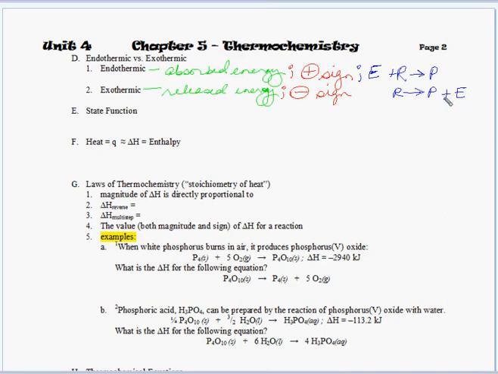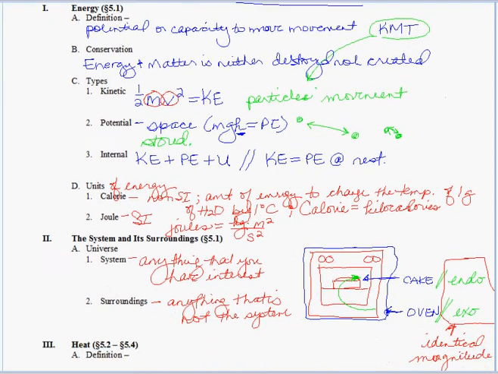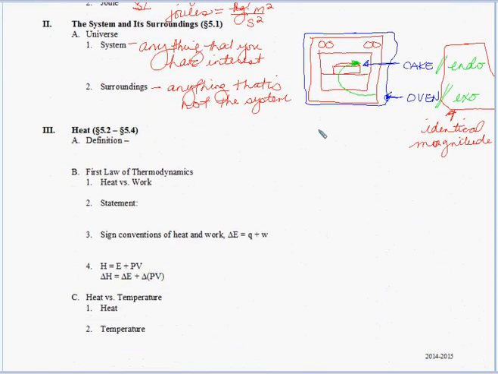It's being given out, maybe an explosion even. Somehow you're feeling energy coming from the reaction. Okay, so your system and surroundings, you're going to be paying attention to that. And again, that's going to be a pretty big concept.